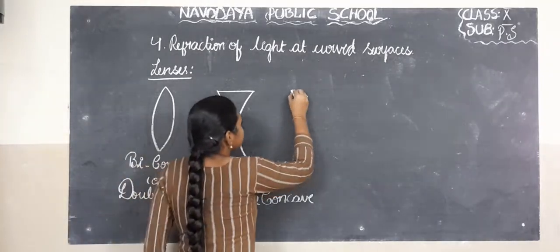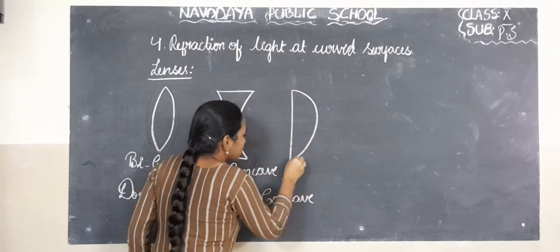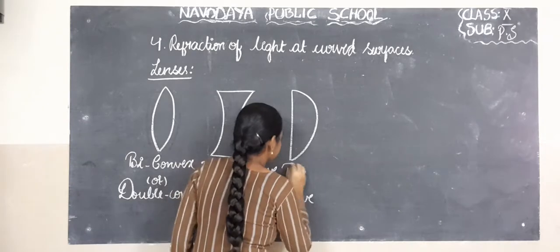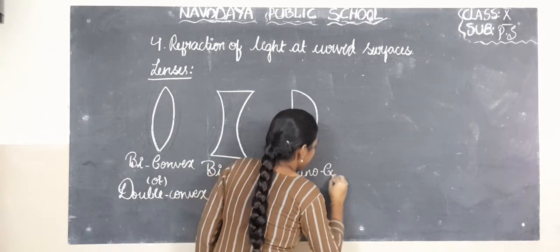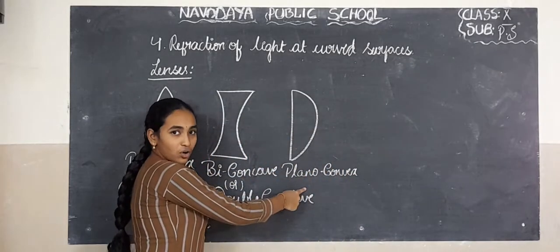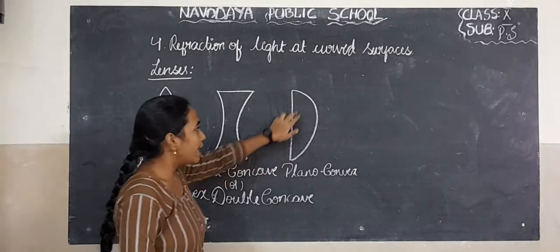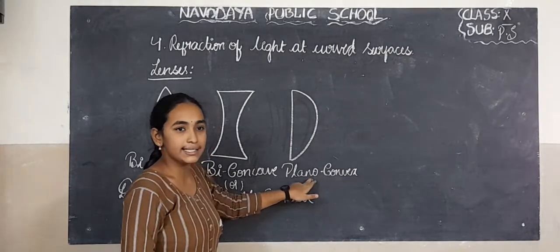Now third one. It is plano-convex lens. This is the shape of plano-convex lens. It is having one plane surface and a curved surface bulging outward is known as plano-convex lens.